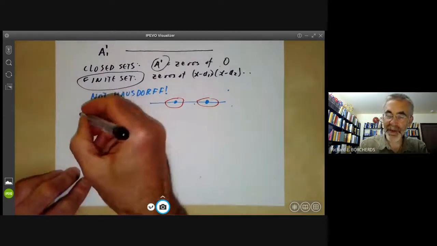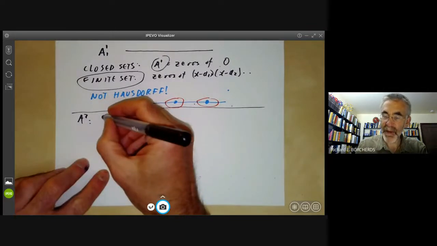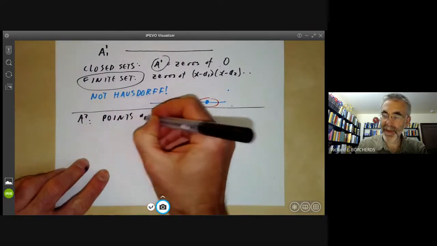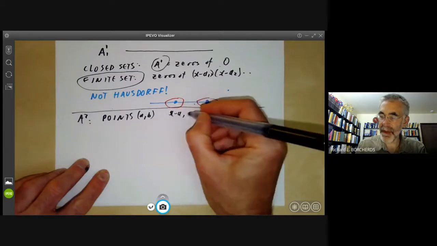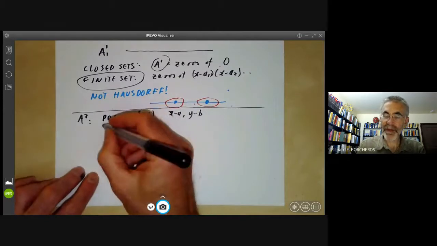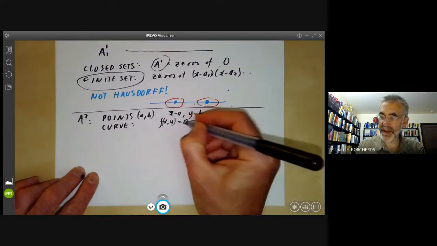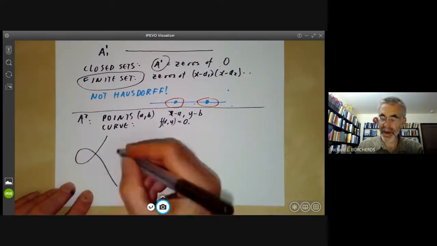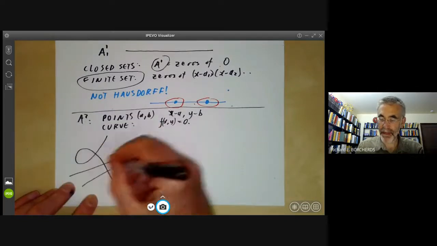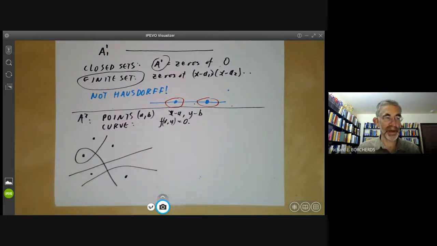Now let's look at two-dimensional affine space, A2. So let's write down some closed sets. Well, first of all, we've got points (a, b), which, as we saw earlier, is the set of common zeros of x minus a and y minus b. And we've also got any algebraic curve, which is the set of zeros of f(x, y) equals zero. So any irreducible curve will do. And as we said, closed sets are closed under finite unions. So a typical closed set will look like a few algebraic curves and a finite number of points. So here is a typical closed set in two-dimensional affine space.